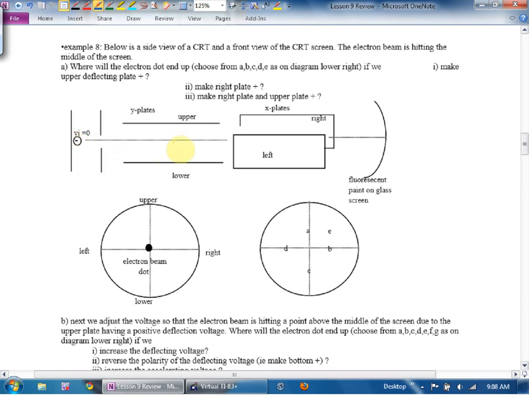Okay? It says, where will the electron dot end up? So right now, with both of these plates, we have four plates. With them all turned off, we're hitting dead center on our screen over here. And we're looking at this. Here's our viewpoint. So we're seeing it this way. Here's the person sitting in the chair.